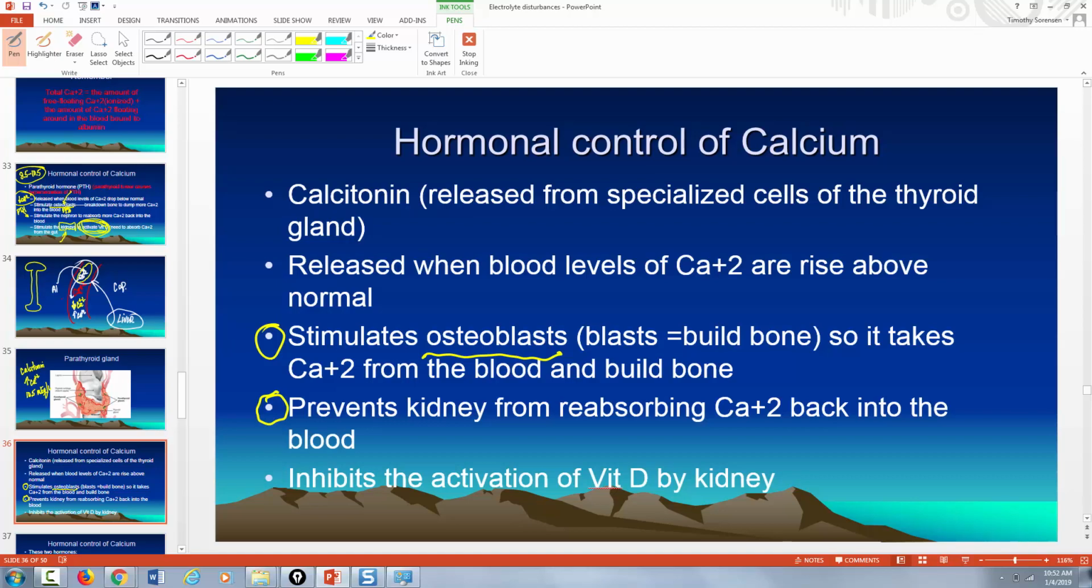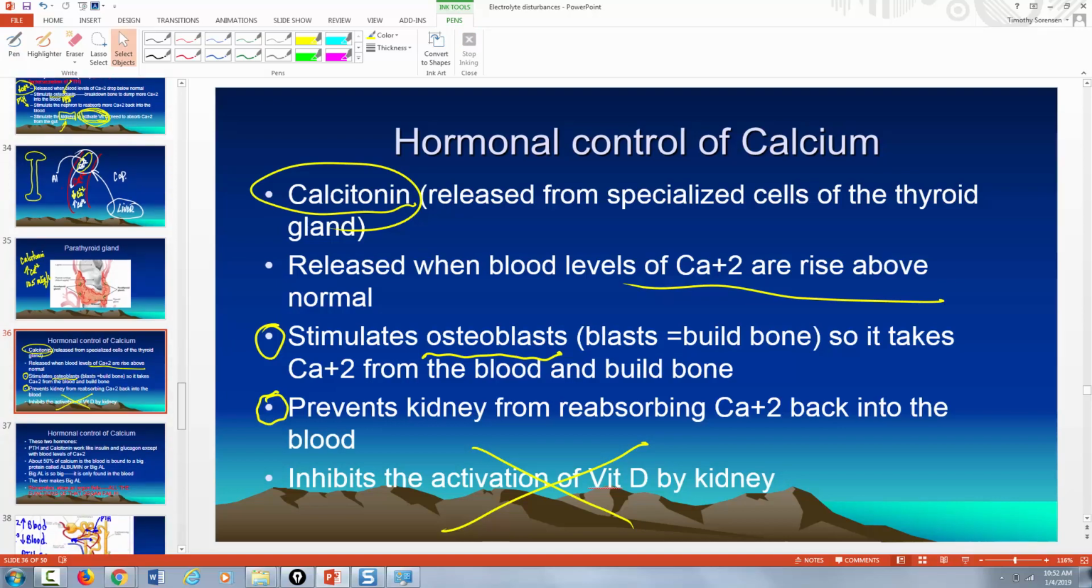Why was calcitonin released? It was released because your calcium levels were high in the blood. Now, do you want to be absorbing a bunch of calcium from your gut if your calcium levels are high? No. So calcitonin inhibits the activation of vitamin D by the kidney. Less vitamin D, less absorption of calcium from the gut. So these two hormones are critical, right?